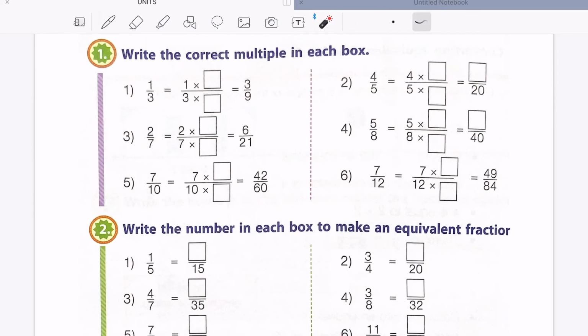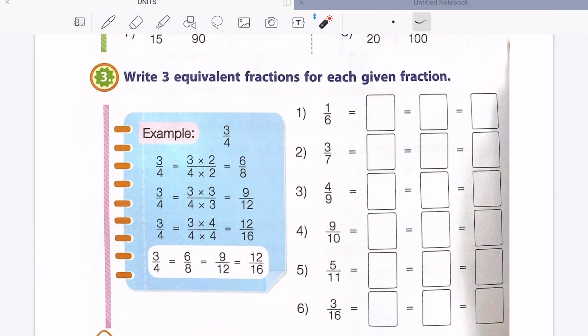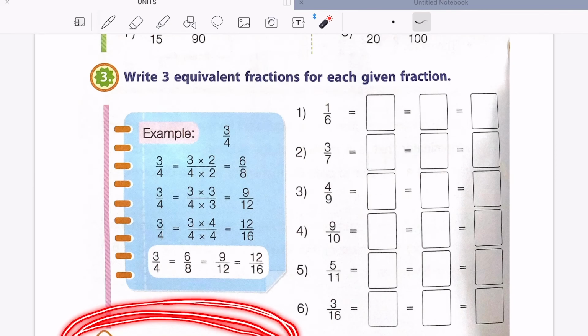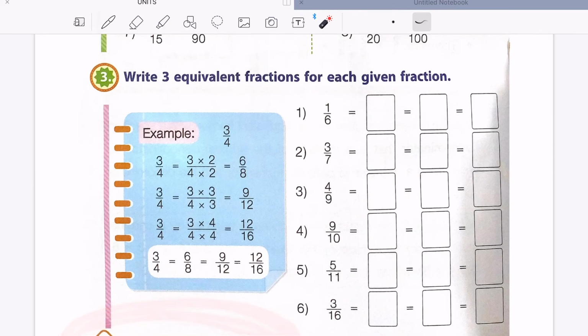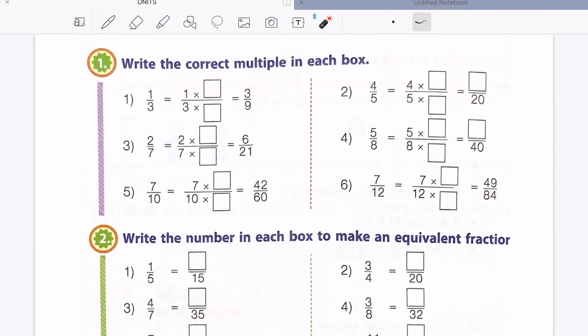All right, let's do some practice about how to convert fractions. Let's go to page 70 in our textbook. Page 70, we can see number 1.